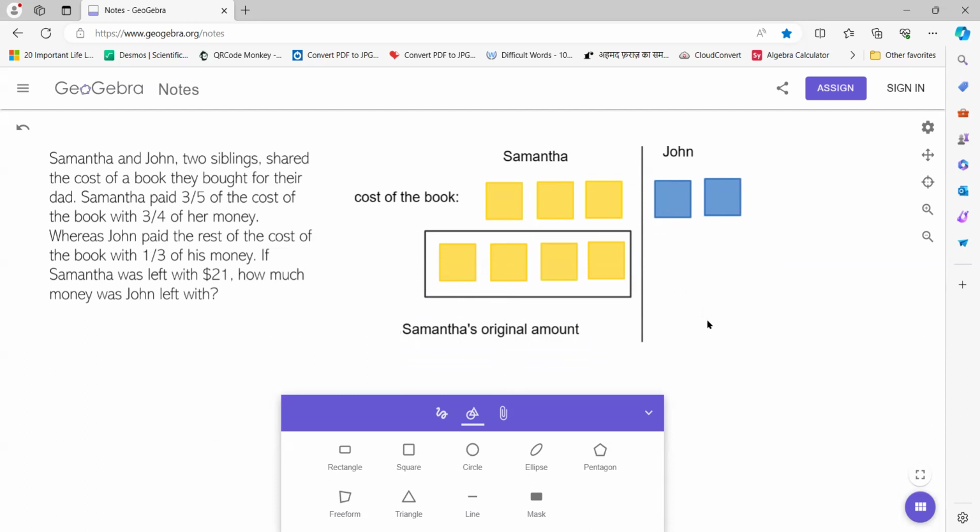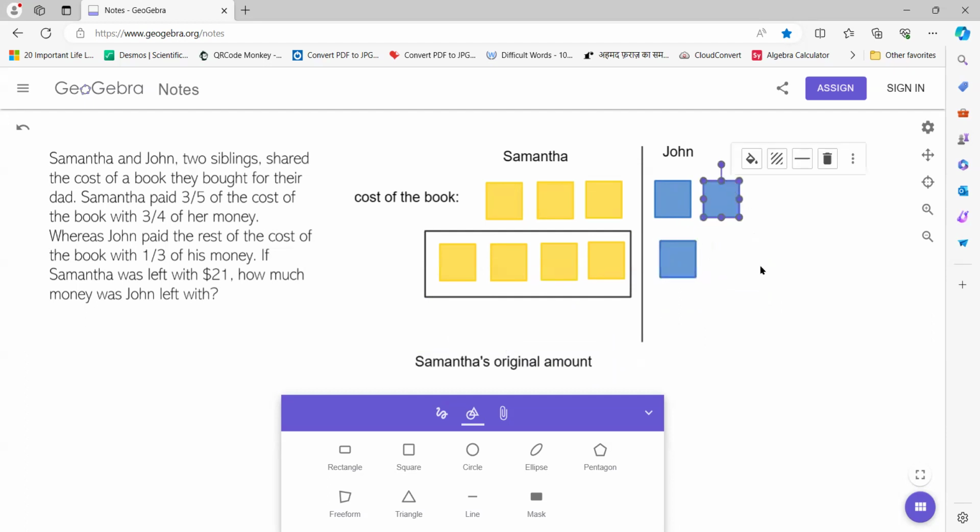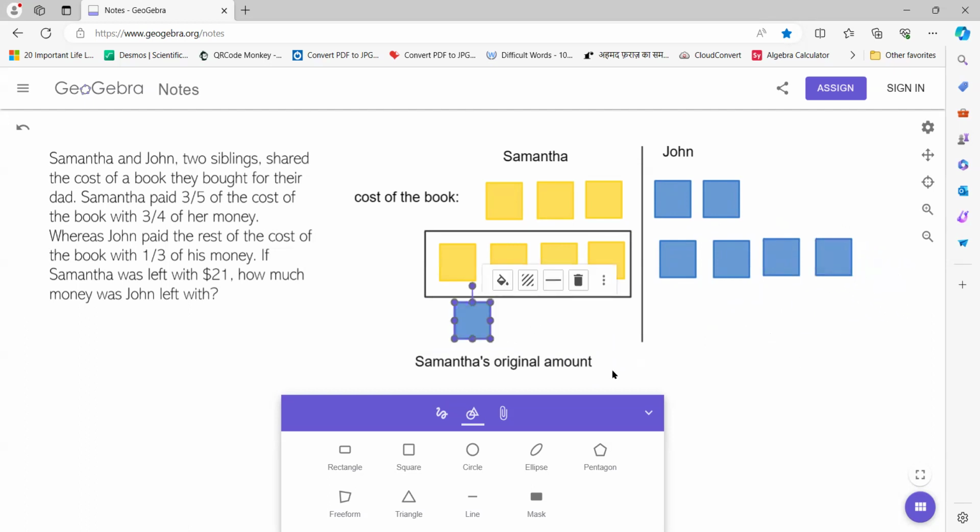What about John? John paid this much, I do understand. If Samantha paid three-fifths and John paid the rest, he must have paid two-fifths, which is fine. But that represents one-third of John's money. So if this is one-third, I will need six such boxes to represent the entire amount that John had. And I have to squeeze. That's okay. I'll try my best.